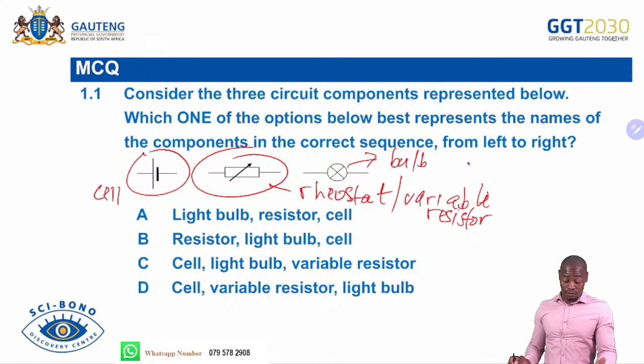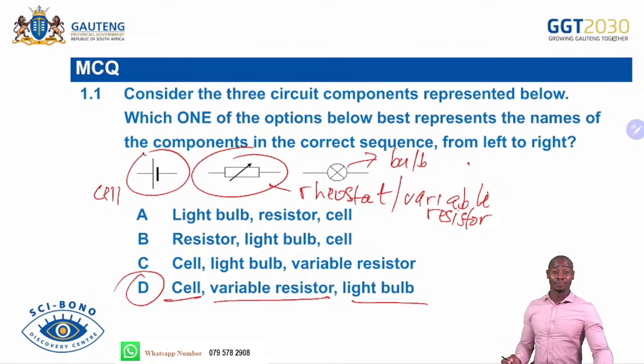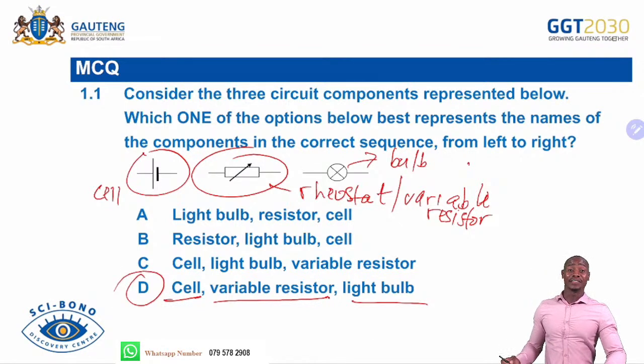So they will ask you the function of a rheostat in a circuit. So it changes current in a circuit, or it regulates current in a circuit. Then we are having a bulb which glows when the current passes through it. All right. So which sequence is correct? A cell, a variable resistor, and the light bulb. So the correct answer here will be D, learners.